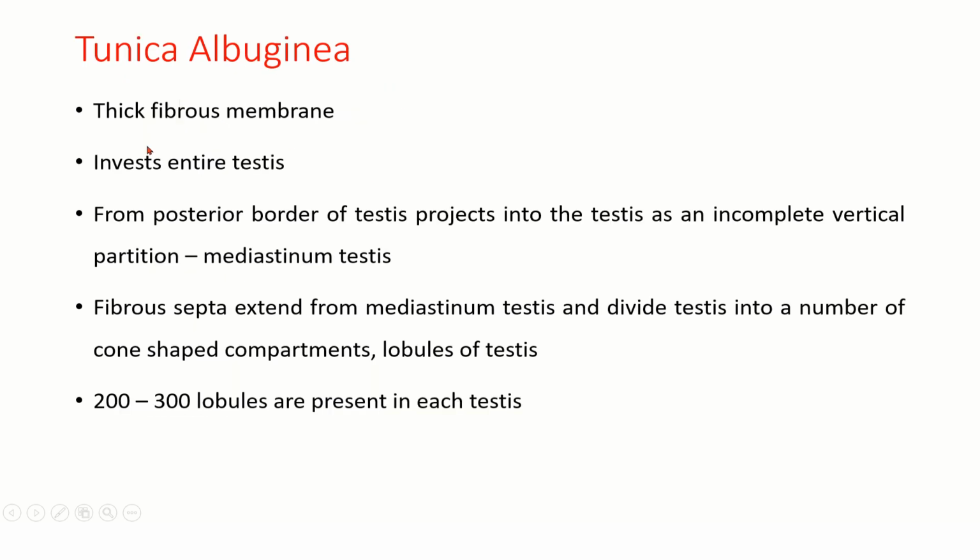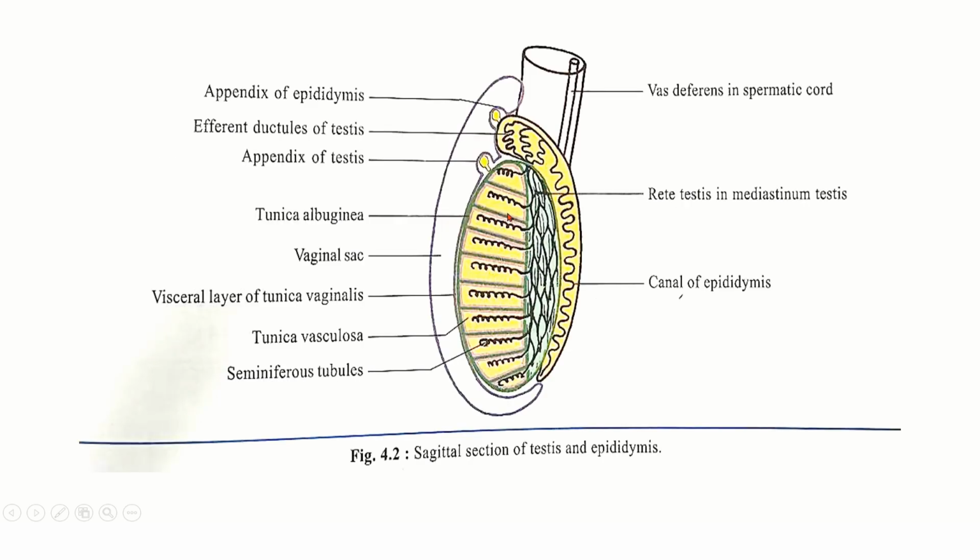The tunica albuginea is a thick fibrous membrane that invests the entire testis. From the posterior part of the testis, it projects into the testis as an incomplete vertical partition known as the mediastinum testis. Fibrous septa extend from the mediastinum testis and divide the testis into a number of cone-shaped compartments called lobules of testis. Each testis has 200 to 300 lobules. You can see here, this is the mediastinum testis, and you can see the septa extending from the mediastinum and dividing the testis into lobules. Each lobule has 2 to 3 seminiferous tubules.